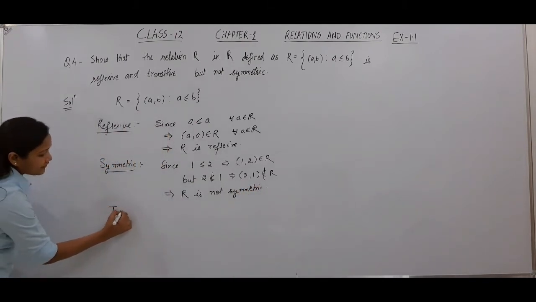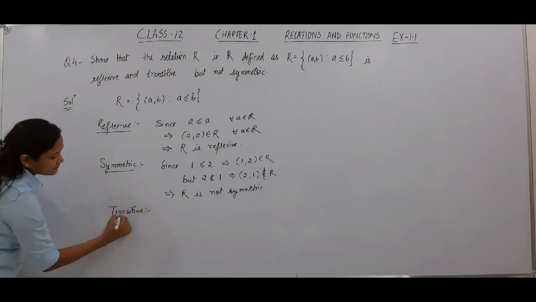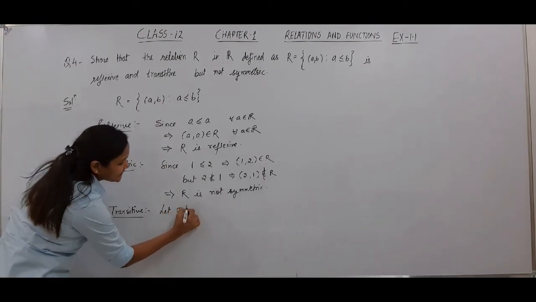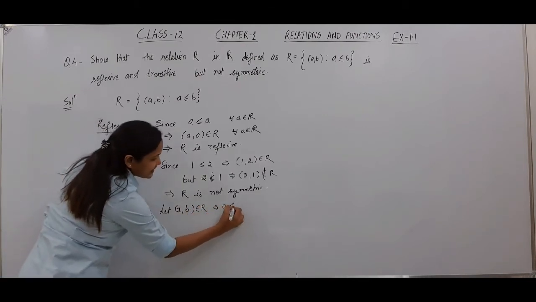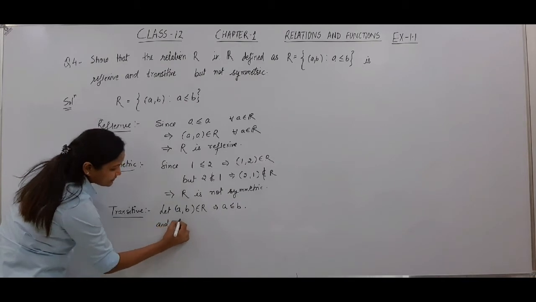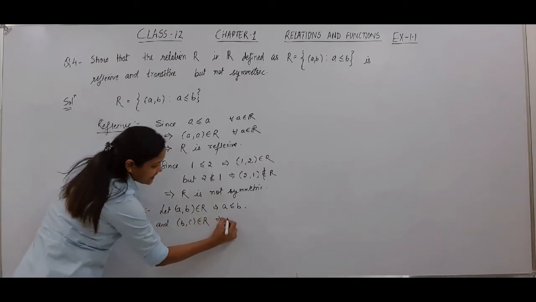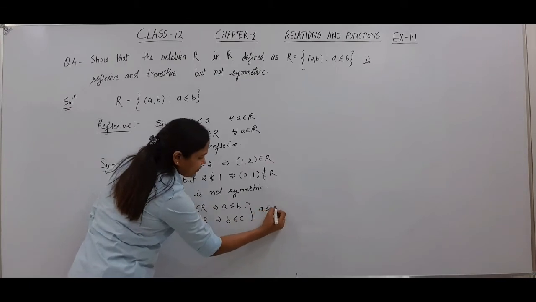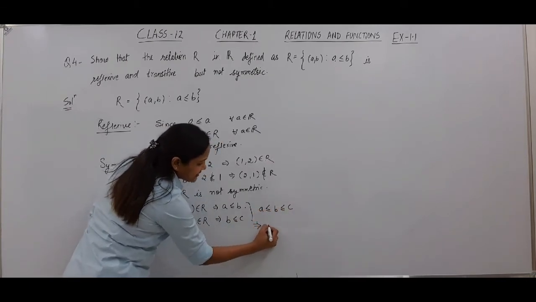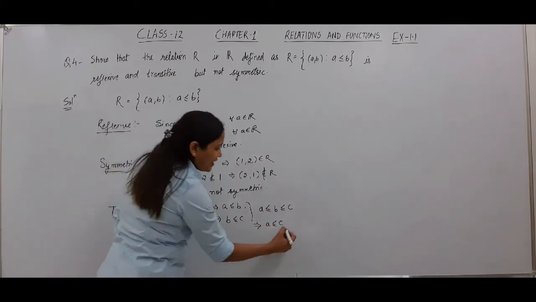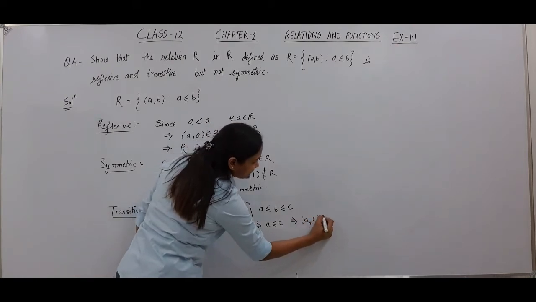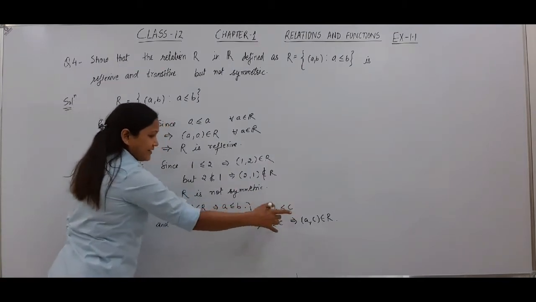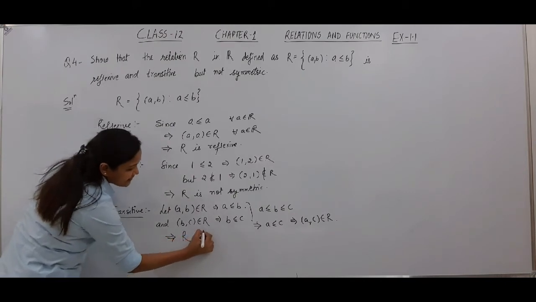Next, you are going to check for transitive. Now, let A be related to B. That implies A is less than or equal to B. Also, B is related to C. That implies B is less than or equal to C. And this implies that A is less than or equal to B and B is less than or equal to C. That must imply that A is less than or equal to C. And this will show that A is related to C. If A is related to B and B in turn is related to C, that implies A is related to C. That implies your relation R is transitive.